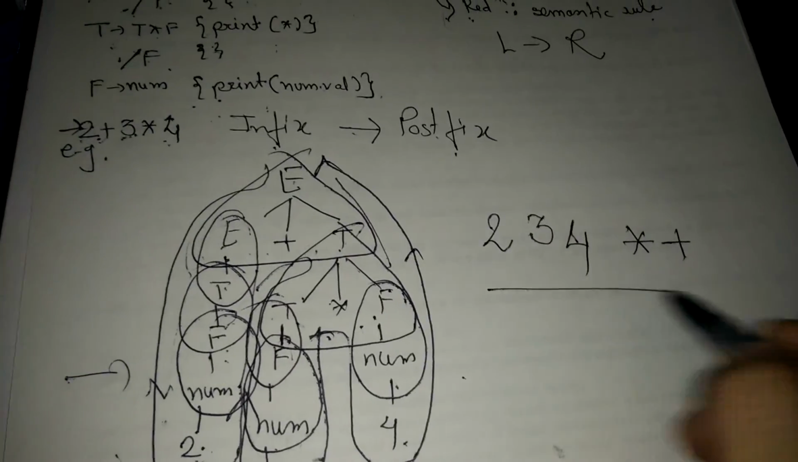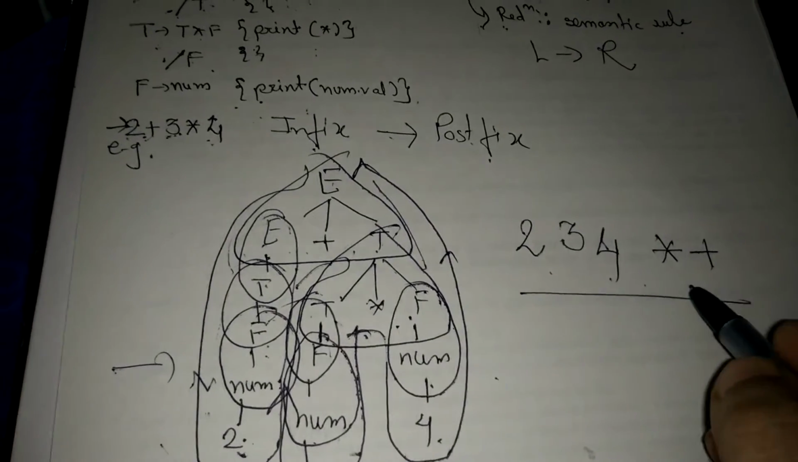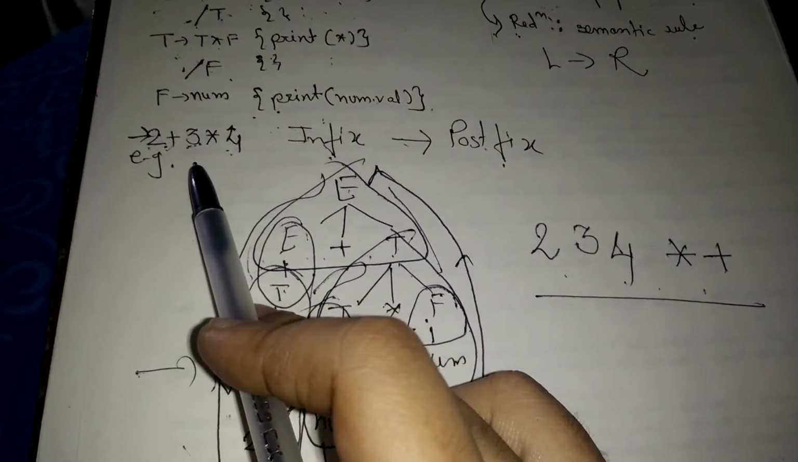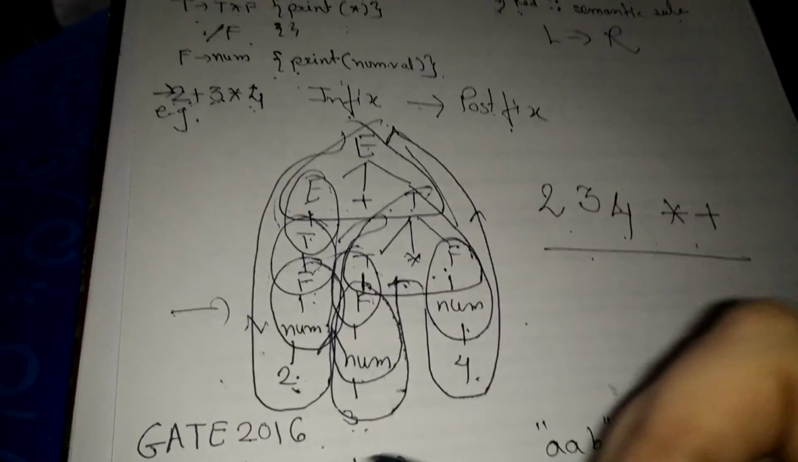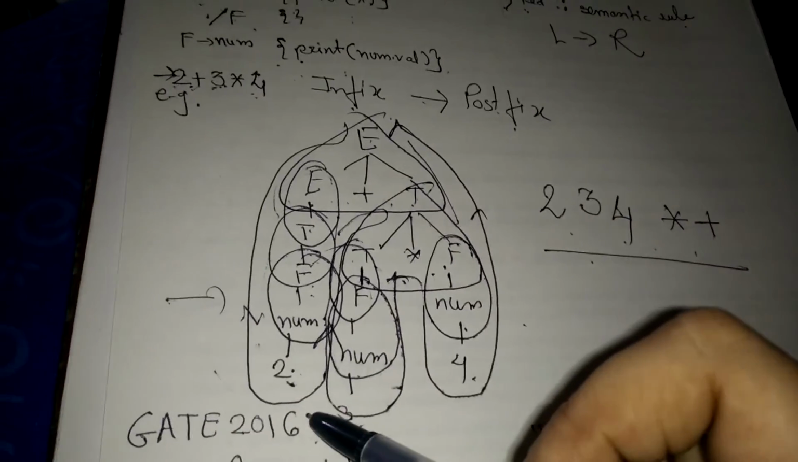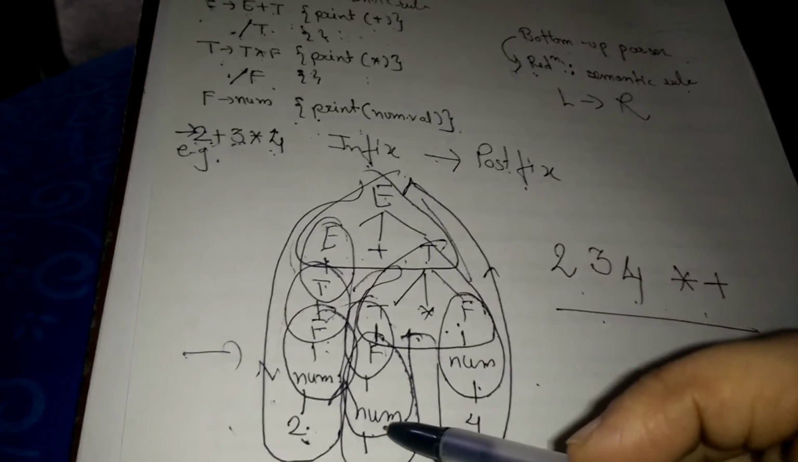So the output I am getting is 234*+. That is nothing but the postfix expression for the given infix expression. So this is how your bottom up parsing will work with the semantic rules.